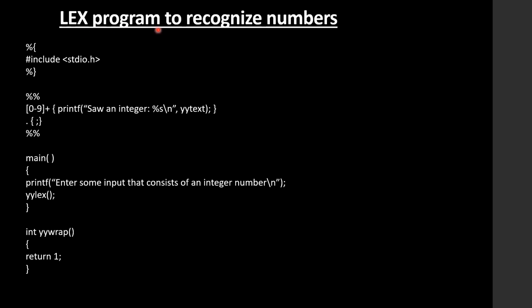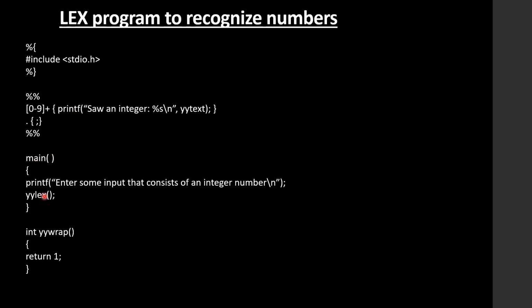Now let's see a Lex program to recognize numbers. So here we can see there are three sections. The first section is the definition section, which we can identify by the single percent symbols. Here the header file is declared, hence it is called the definition section, and then the next is the rules section, where the patterns and actions are defined. Here the pattern is 0 to 9 and the action is this.